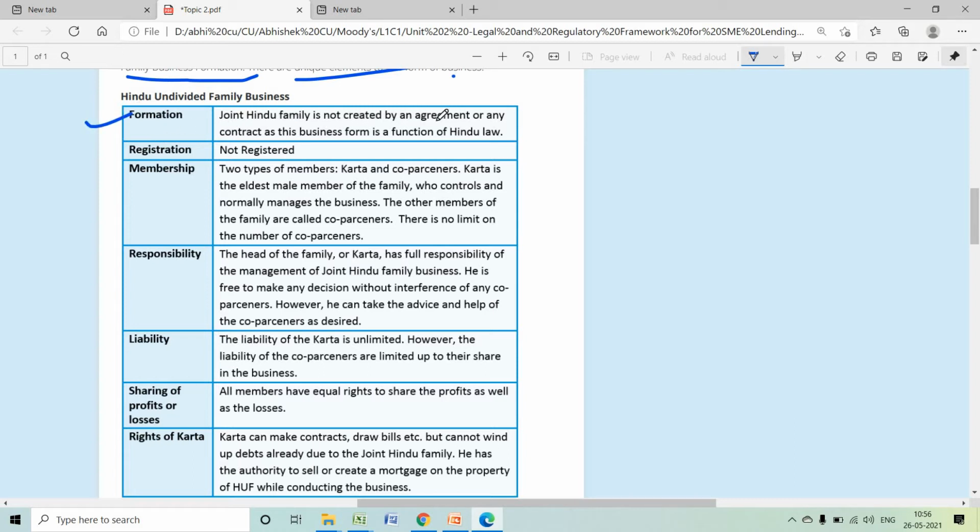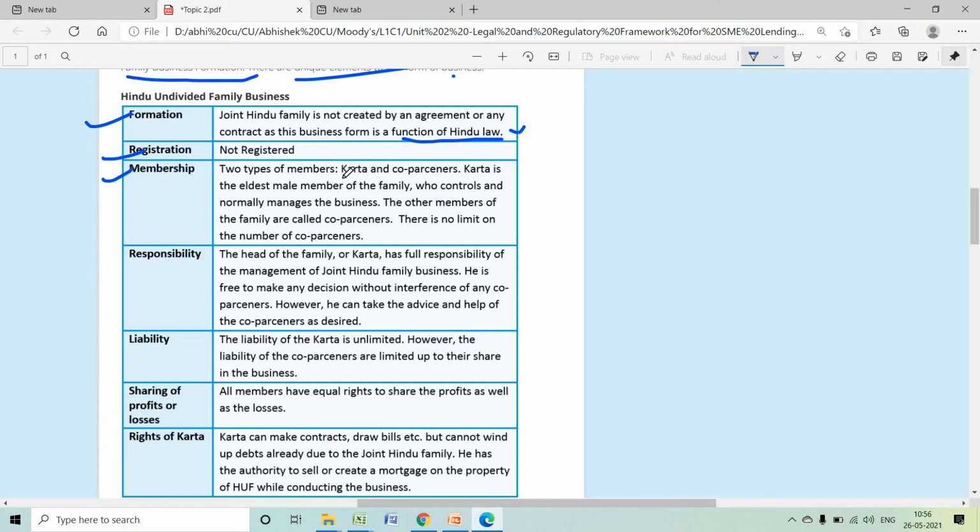Joint Hindu family is not created by an agreement or any contract in this business form. It is a function of Hindu law. So, it is governed by Hindu law. It is not governed by Companies Act. It is not governed by Partnership Act. It is governed by Hindu law. Registration is not required.